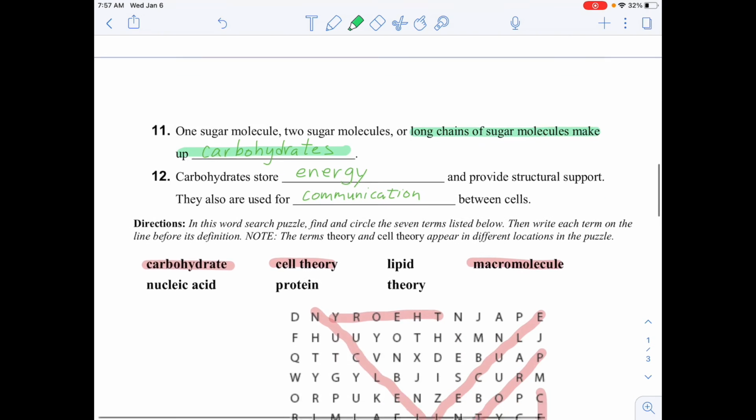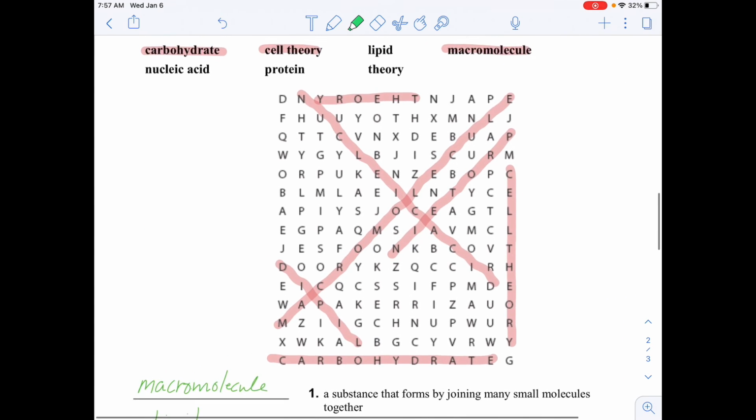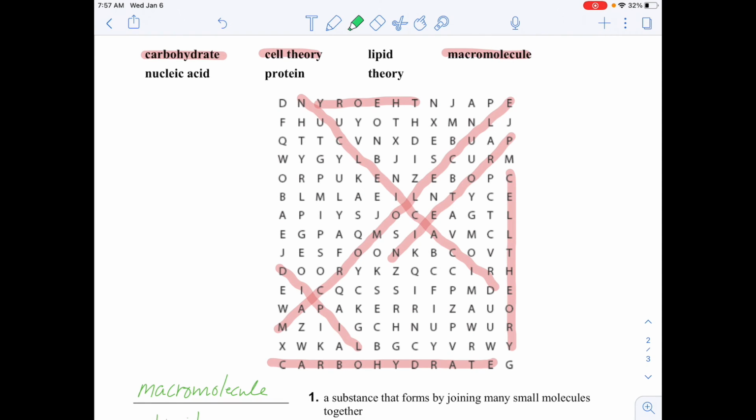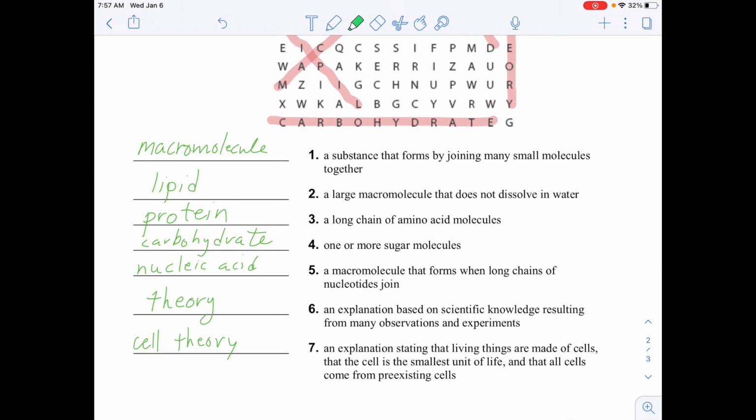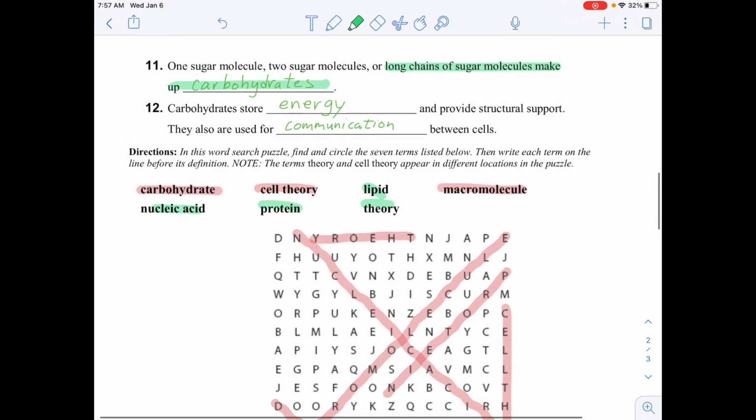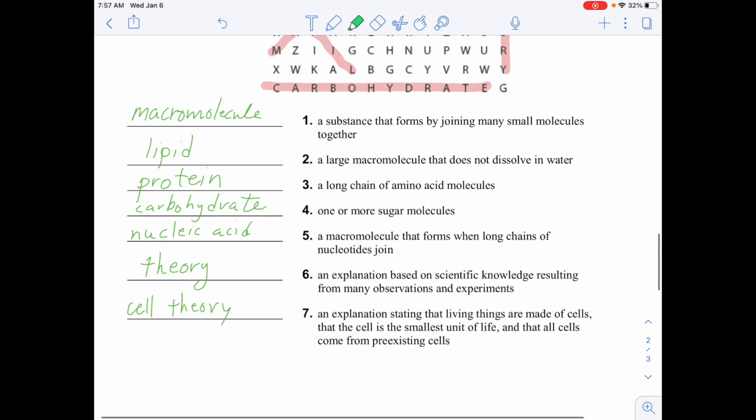I told you that the word find was optional. If you were wondering where those words were, if they were just driving you crazy, I forgot to cross some of them off here, but that's where they are in the word find if you want to pause this and take a look at it. And then for our definitions, you were just supposed to use the word bank up here and put those words next to their definition.